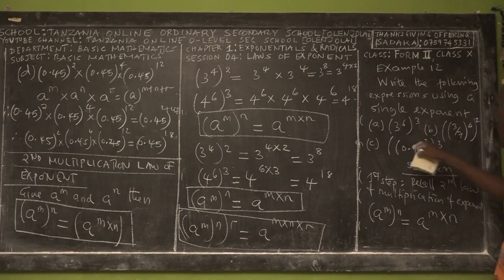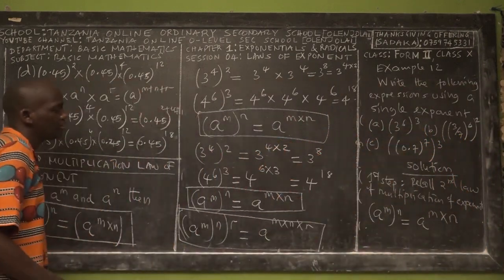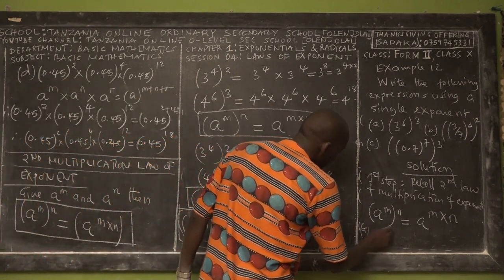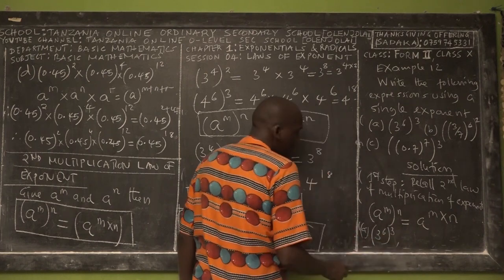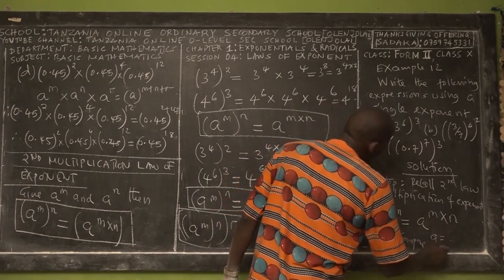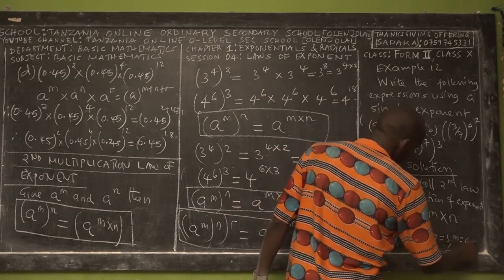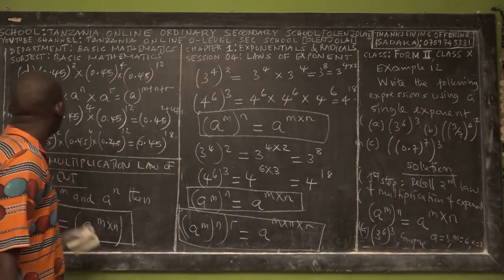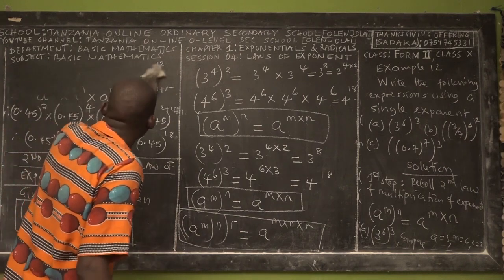So we check for Roman A: 3 power 6 power 3. If you compare, you find a is equal to 3, m is equal to 6, n is equal to 3. You have the left hand side, and you have to find the right hand side.